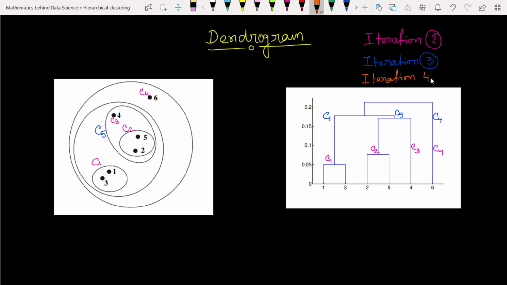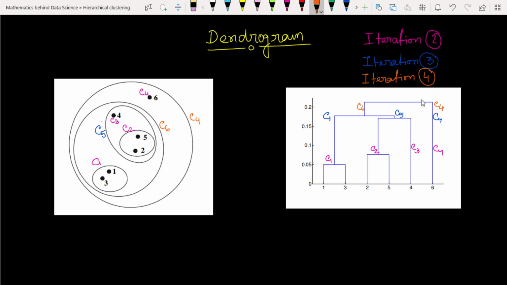Okay, iteration 4. In iteration 4, we will merge the closest clusters. What is the closest cluster here? C1 and C5 are the closest clusters now, so we will merge them and call it a single cluster, C6. Now we have C6 and C4.